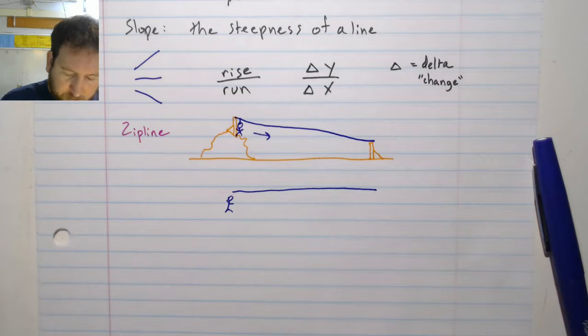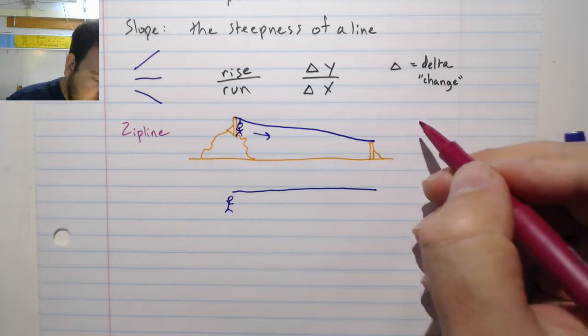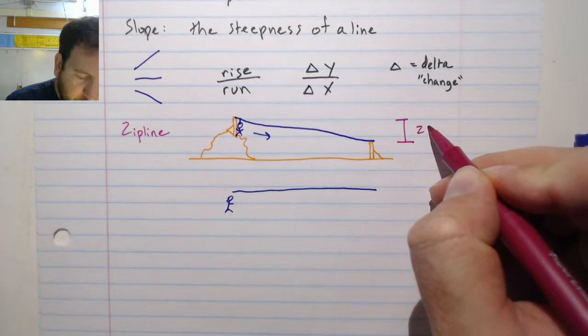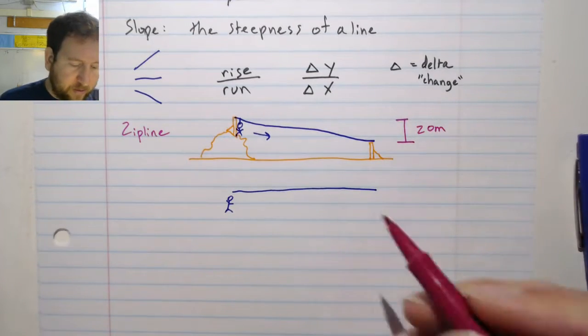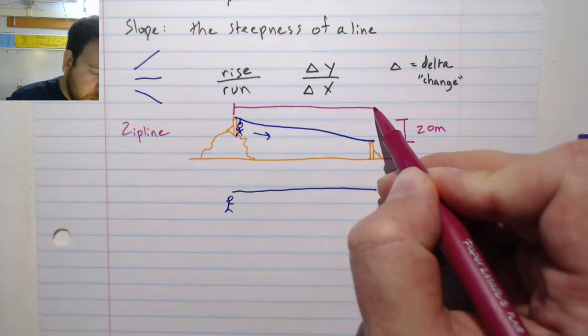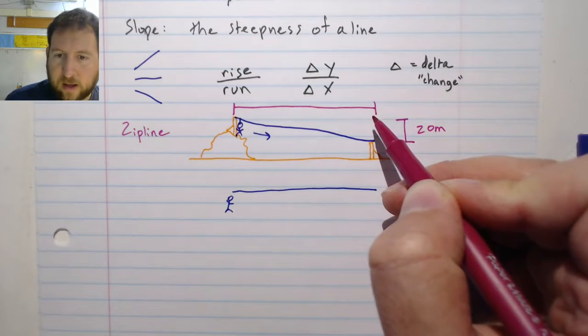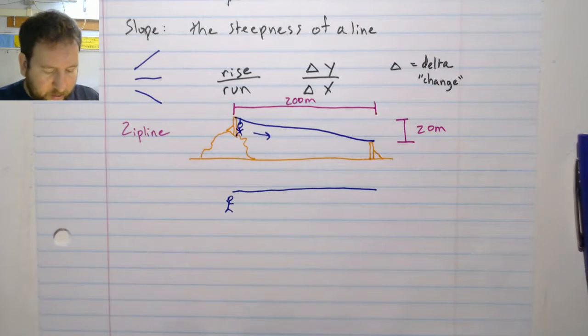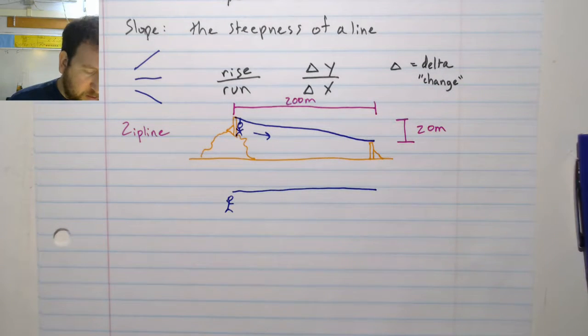But let's look at some information about this. If I'm going to write my information, the distance between the bottom and the top is 20 meters, and the distance from the start to the finish is 200 meters. The question is, what is the slope?